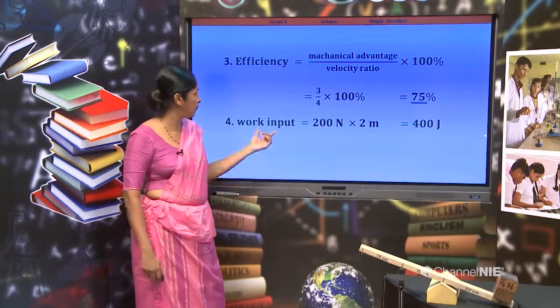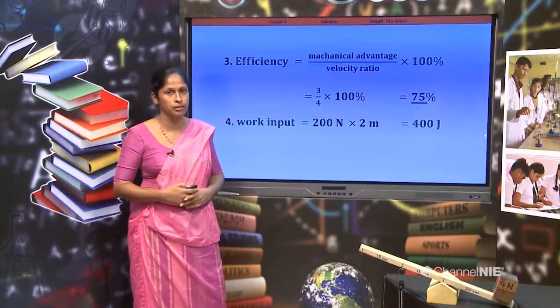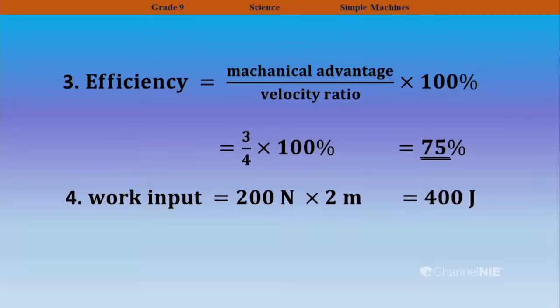Last one, work input. Remember what work input is? Work done on the machine: force exerted on the machine times displacement moved by the effort, that is 400.